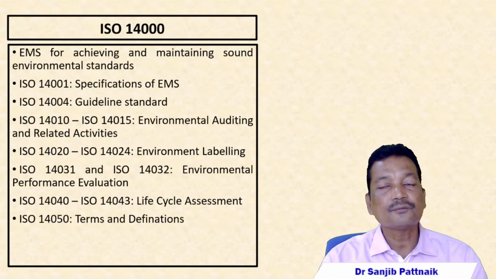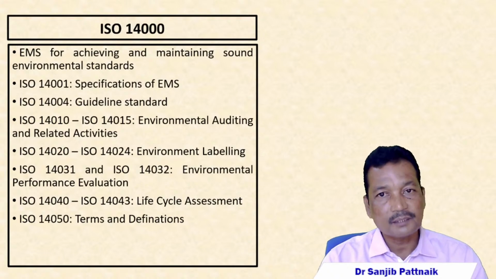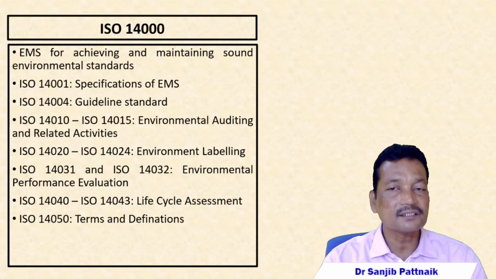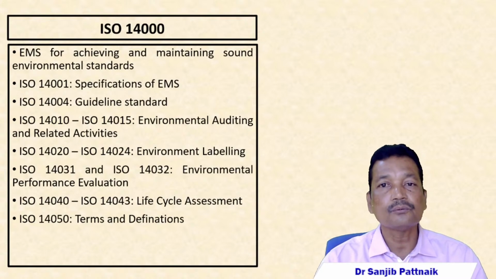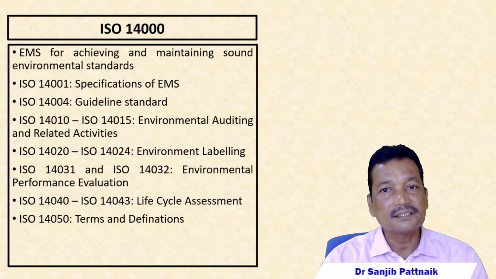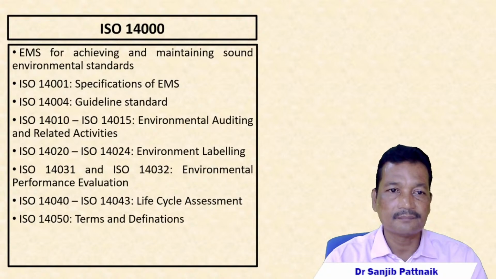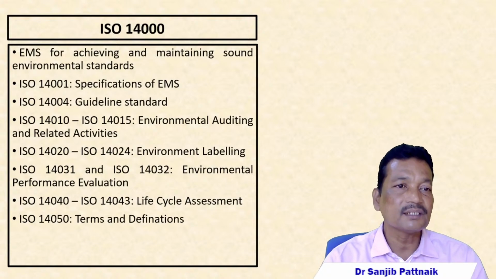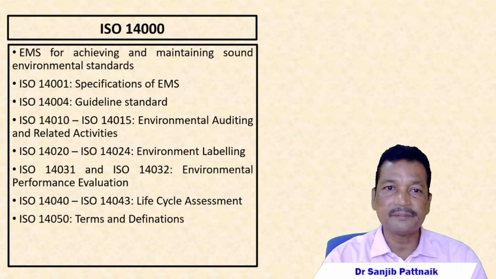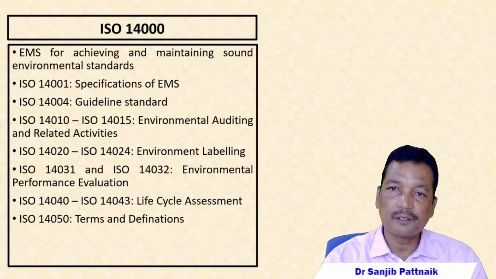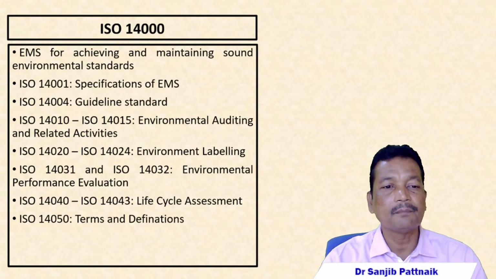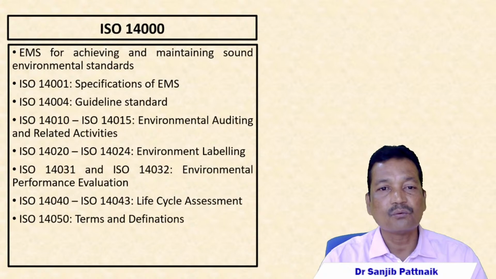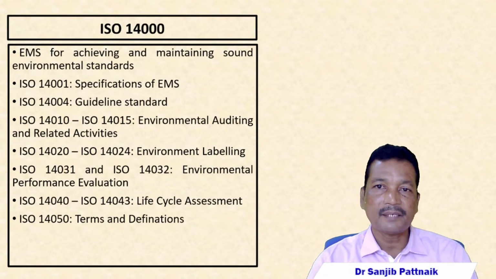Now, what is this ISO 14000 standard? As we have said, ISO is the International Organization for Standardization, and 14000 is just a number series, nothing else. It is only to identify that this is the framework for environmental protection. So ISO 14000 is the environmental management standard for achieving and maintaining sound environmental standards. Under ISO 14000 we have ISO 14001. It specifies the requirements of the environmental management system.